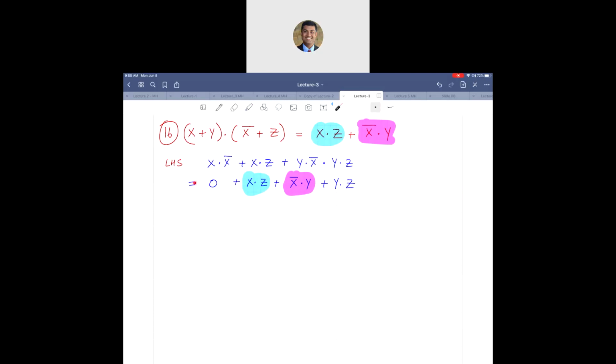Now, if you see on the left-hand side, just ignore the zero because it doesn't count anymore. You have three terms, essentially, x and z, x complement and y, and y and z. And if you can see on the right-hand side here, you match one of them here, you match two of them here. So you essentially have to manipulate the left-hand side in order to get rid of this y and z term. Because you want to get rid of this term, I'm going to force the missing literal on the term that needs to be eliminated.